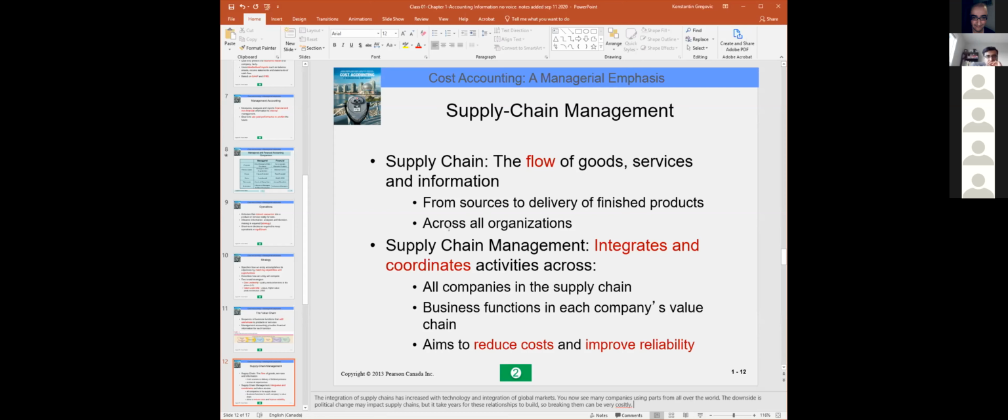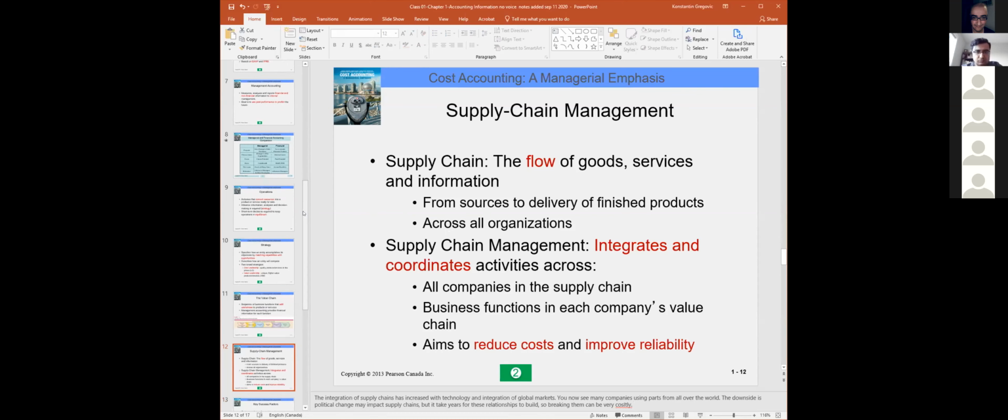Integration, coordination of activities, and like Paul mentioned, aim to reduce costs and improve reliability. So that's what supply chain management's all about. And that's all impacted by COVID, exchange rates, international trade agreements. I mean, the list is endless.